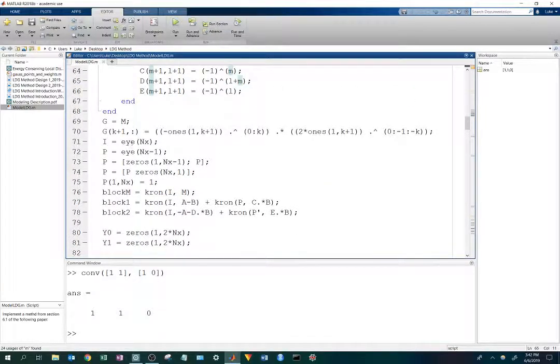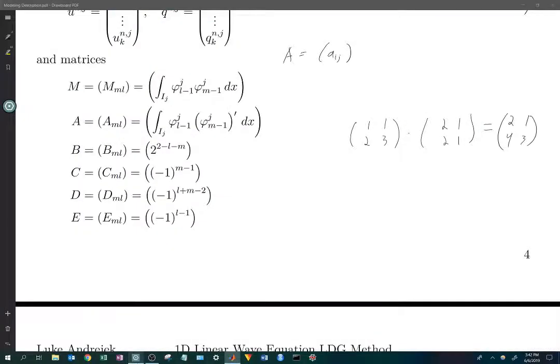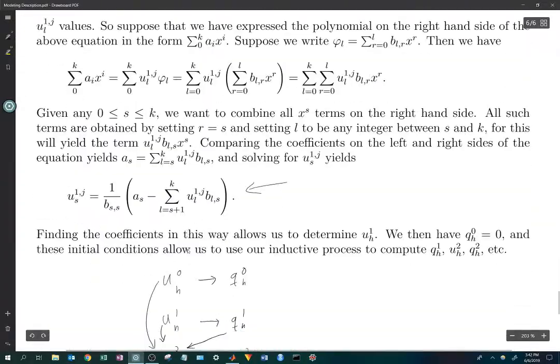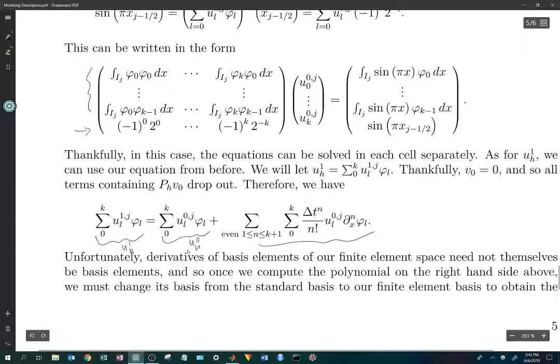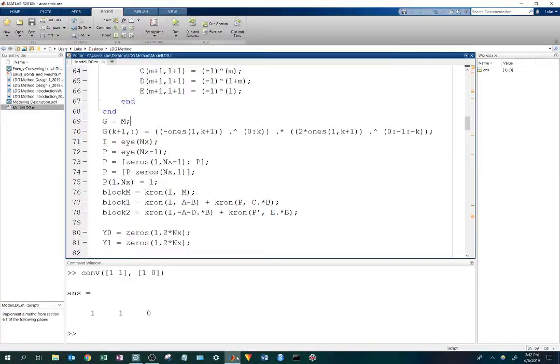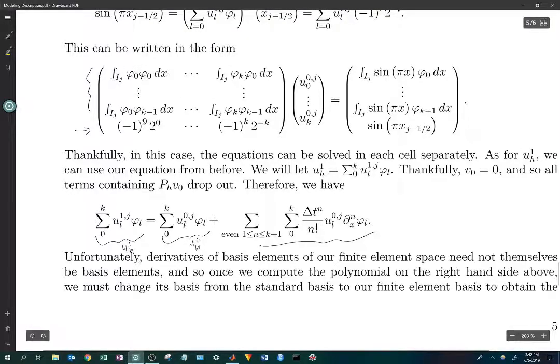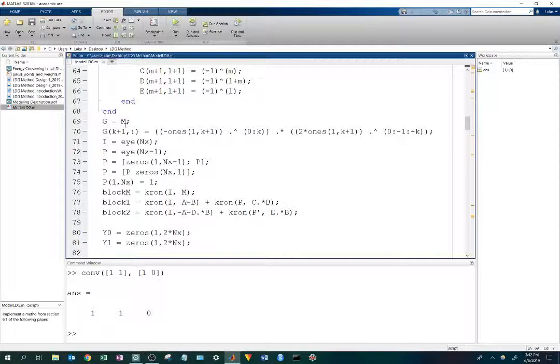Anyways, we've also got G. G is going to be used in the initial condition right here, I believe. Because G starts out being the same as the matrix M, but then the final row you change it to this thing, and that's exactly what G is here. And then you use I and P.